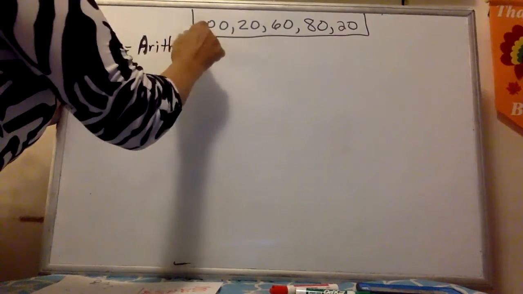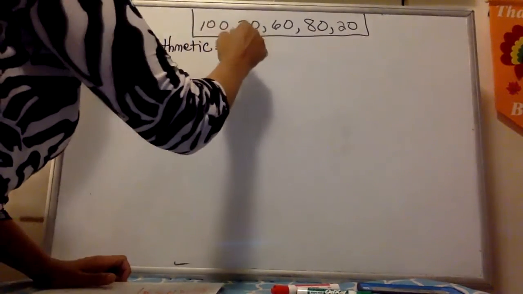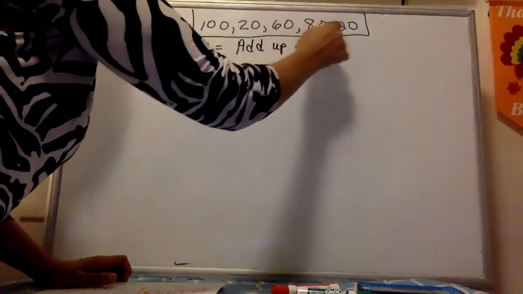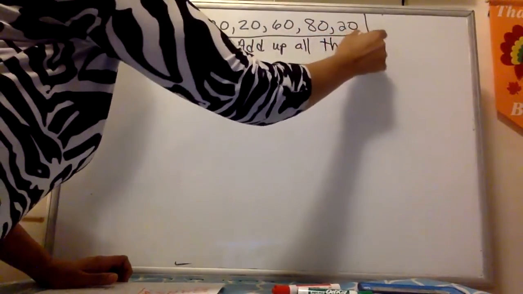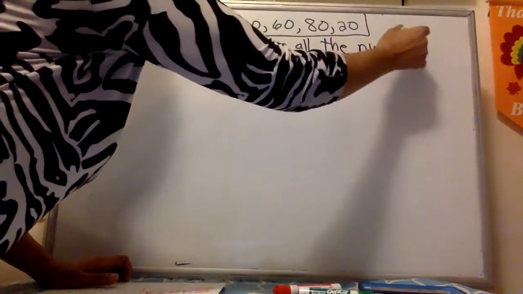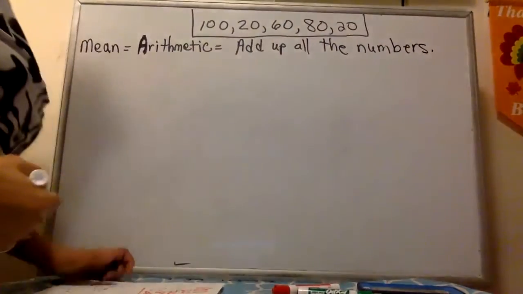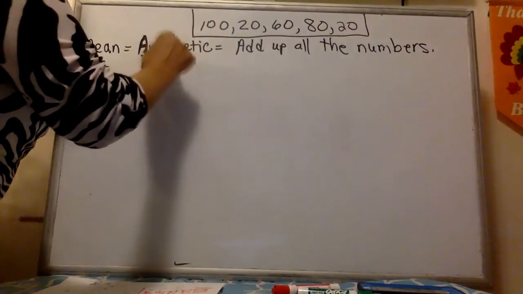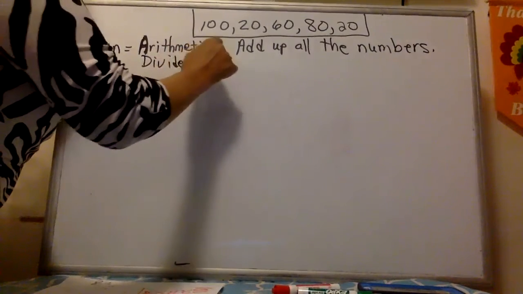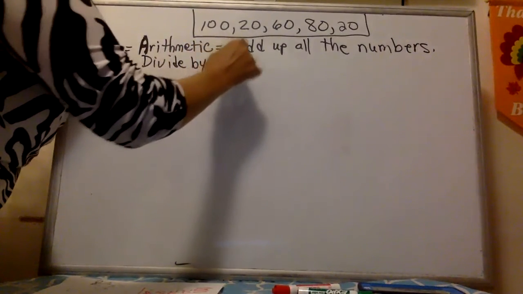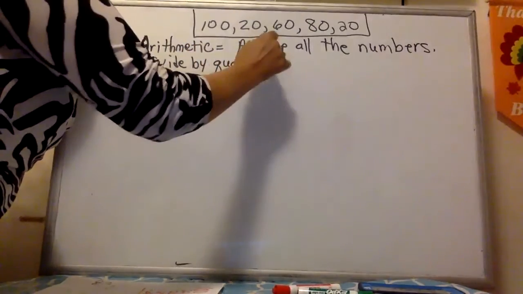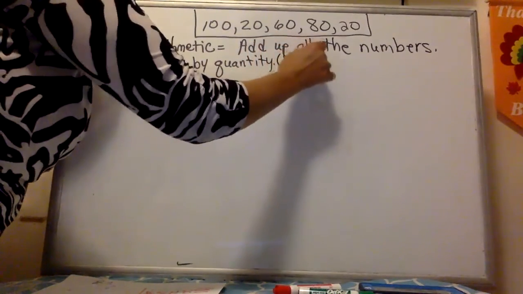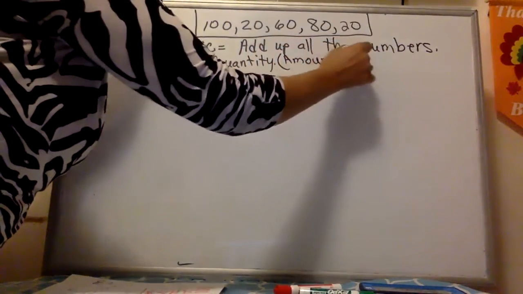What you do is add up all the numbers and then you divide by the quantity, meaning how many numbers you have. The amount of numbers.